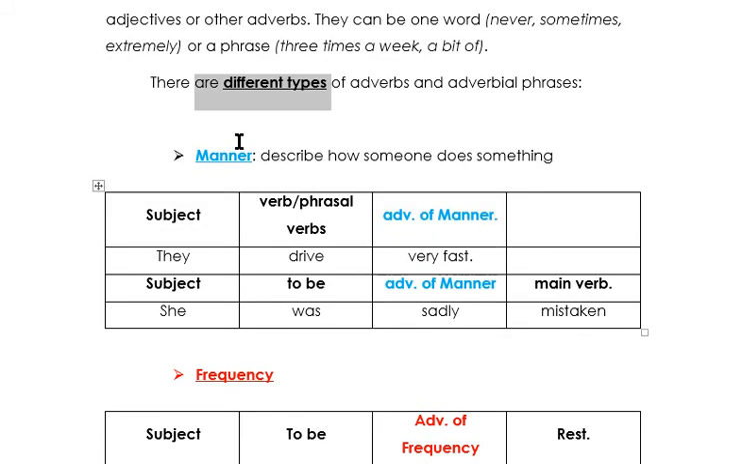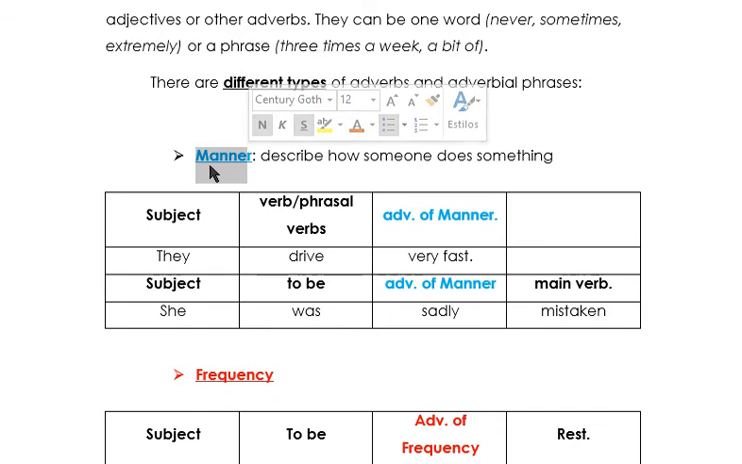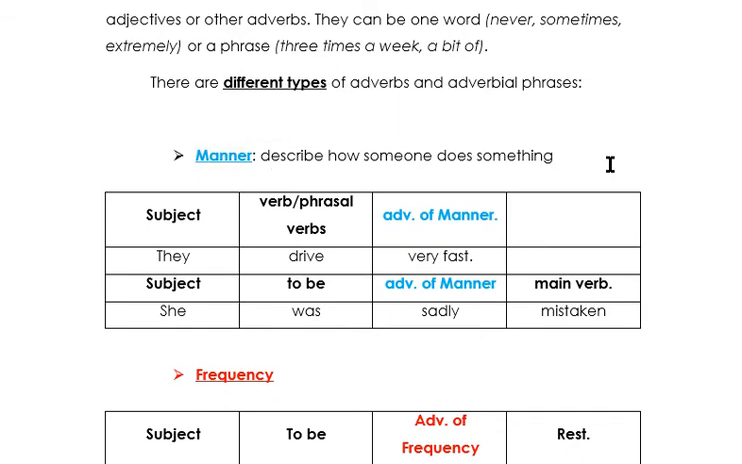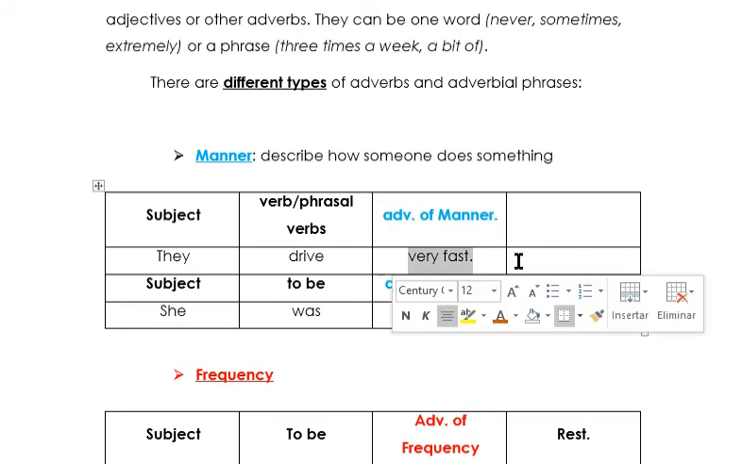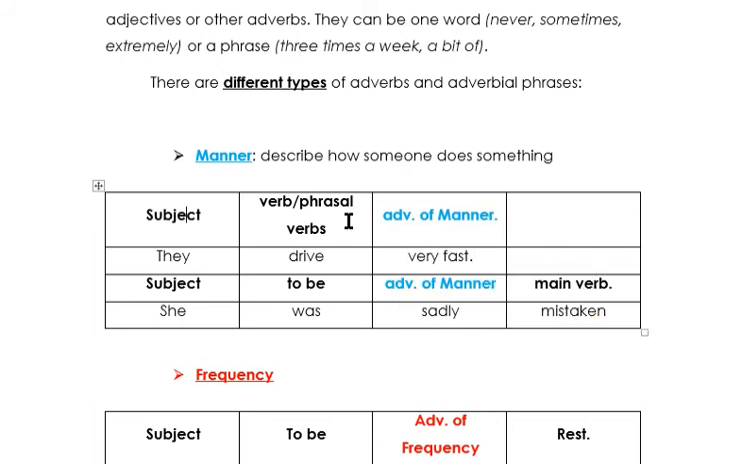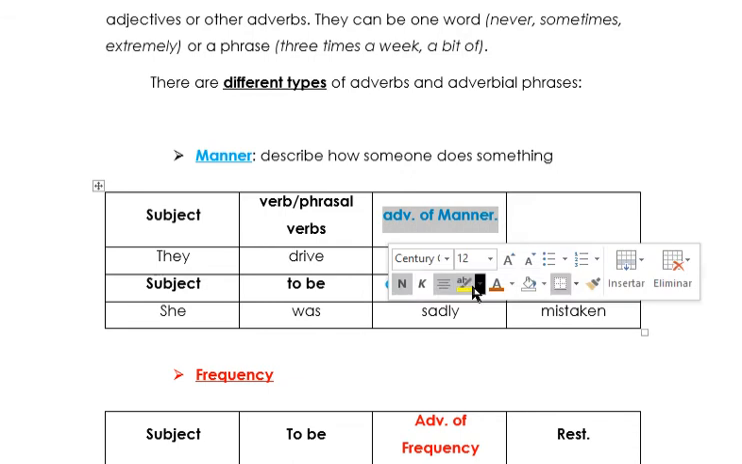We have adverbs or adverbial phrases of manner. These describe how someone does something, ¿sí? Describen cómo alguien hace tal cosa. Look at here, you have a chart, okay? We place the adverb of manner generally at the very end of the sentences. We have the subject, verb, or phrasal verbs, and the adverb of manner at the very end.